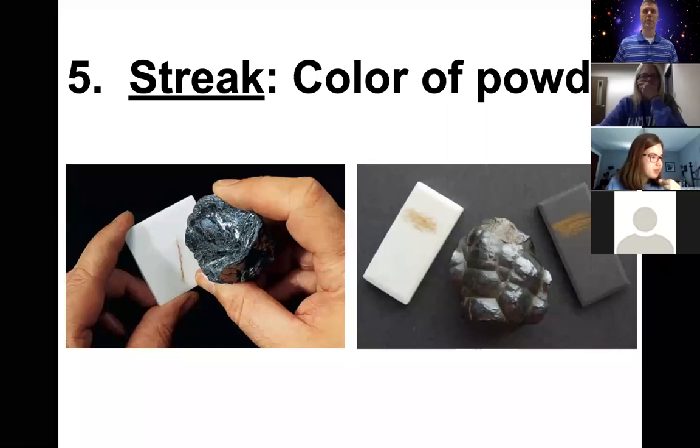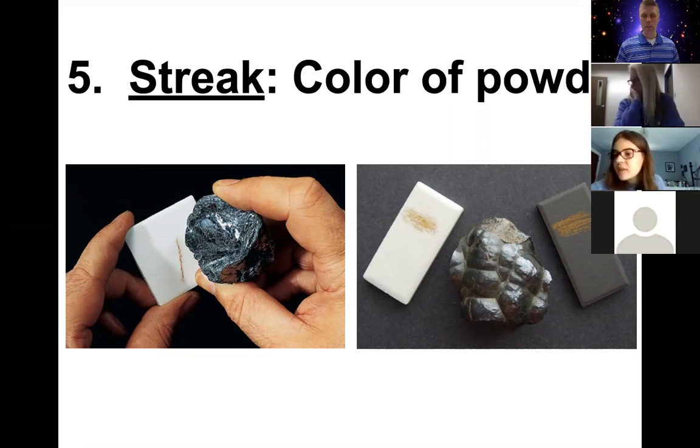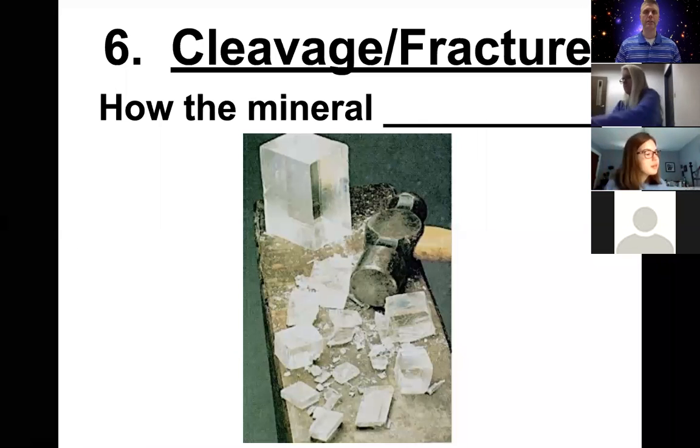All right, so the streak is just the color of the powdered form of the mineral. That's the main thing. And the one on the right, well, the one on the left too, is a decent example of something you wouldn't expect. You wouldn't expect the powdered form of that mineral to be that goldish color just by looking at it.